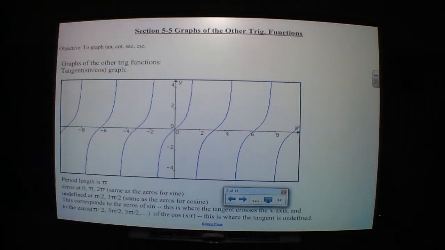Graphs of the other trig functions. I'm going to graph tangent, cotangent, secant, and cosecant. So first of all, tangent. Remember, tangent is sine over cosine, or y over x.